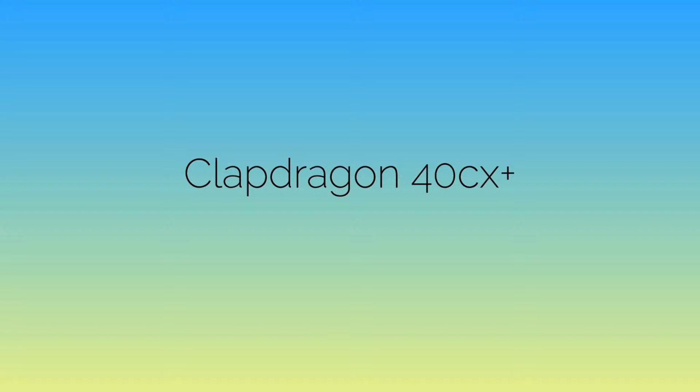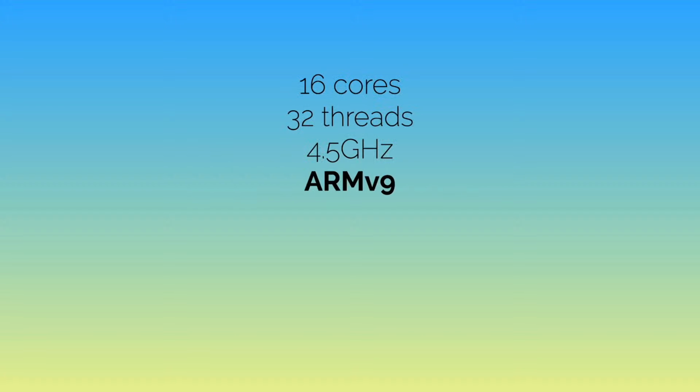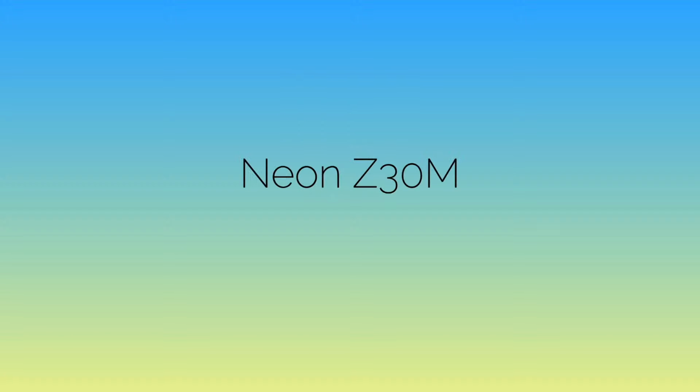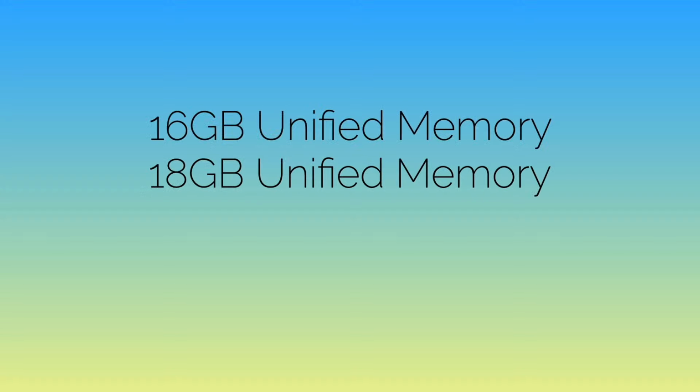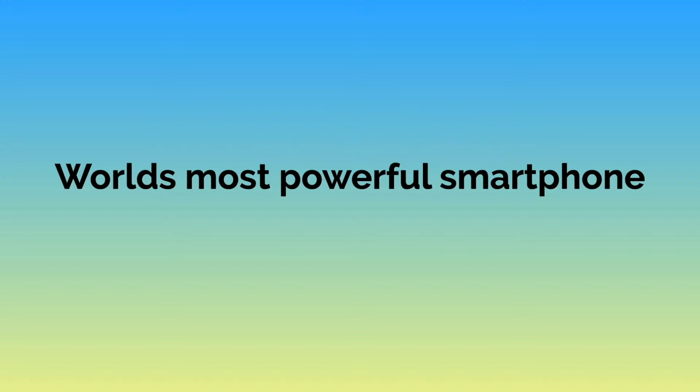So let's talk about this power. We have our Snapdragon 46 Plus processor with 16 cores and 32 threads and 4.5 gigahertz clock speed, and ARMv9 as well. And we've put in our Neon Z30M graphics as well, with 12 teraflops, 4800 GB 3 cores, unified memory, and 2.4 GHz clock speed. And we've also implemented unified memory into the Dream 3 Pro Plus as well, with 16 gigs or 18 gigs of unified memory, making it the world's most powerful smartphone.